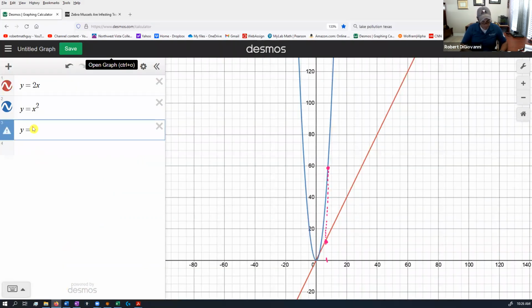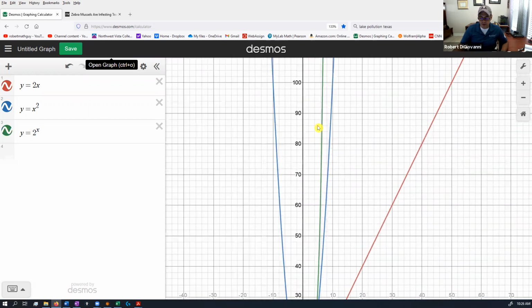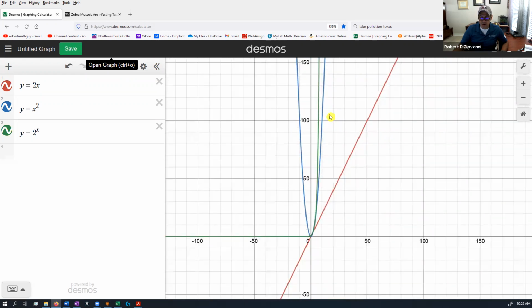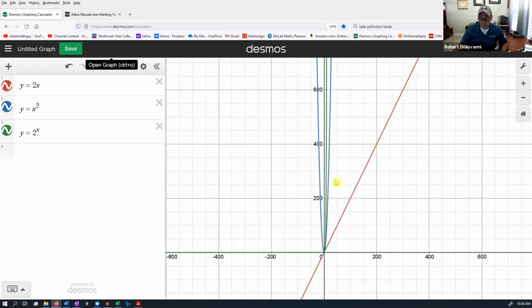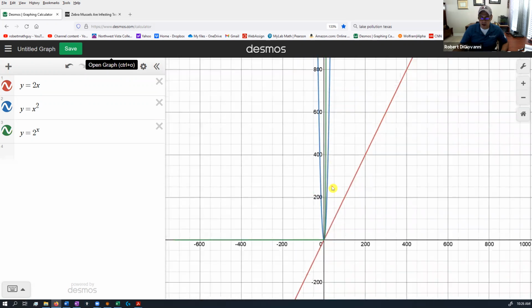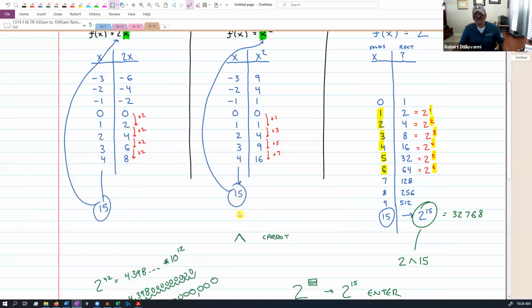This one, though, y equals 2 raised to the x. Look at it compared to the parabola. It's growing even faster than the parabola. In fact, so fast, it's really not even comparable.